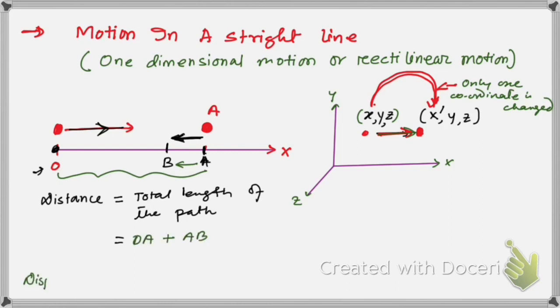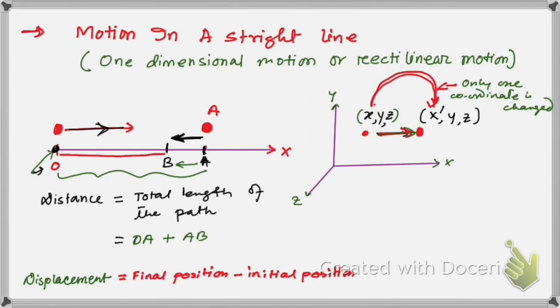And what is displacement? Displacement is the final position minus the initial position. So what is the final position here? O is the initial position, and OB is the final position, so we write OB minus the initial position, which is 0, because this motion starts from the origin O where the position is 0. That's why the displacement is OB.